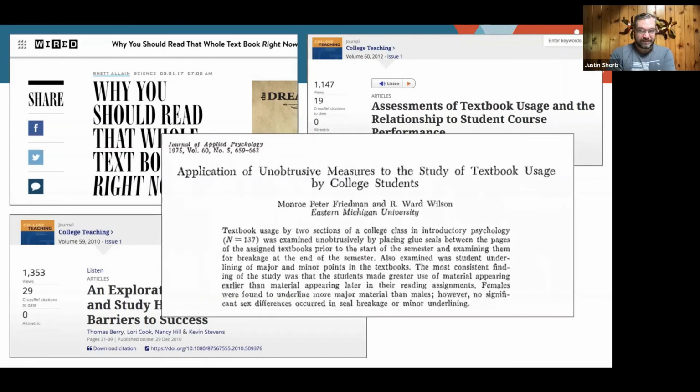study textbook usage. In this study, they actually glued small little bits of glue into the corner of every single textbook page and then passed them out to a group of students. Then they would collect those books every few days and measure how many of the glue dots had been broken. That way they could get a measure of whether or not students maybe not even read the book, or at least opened the page to that part of the book.